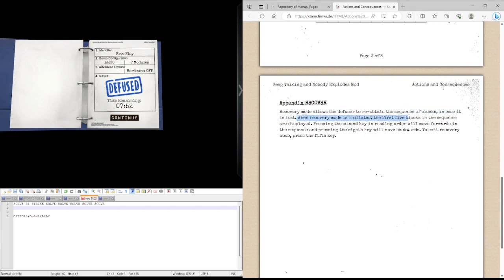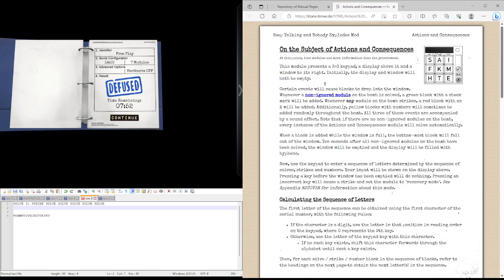When recovery mode is initiated, the first 5 blocks in the sequence are displayed. Pressing the second key in reading order will move forwards in the sequence, and pressing the 8th will move backwards, up and down. To exit recovery mode, press the 5th key, the middle one. That's how recovery mode works.